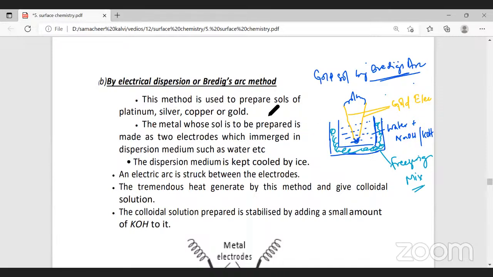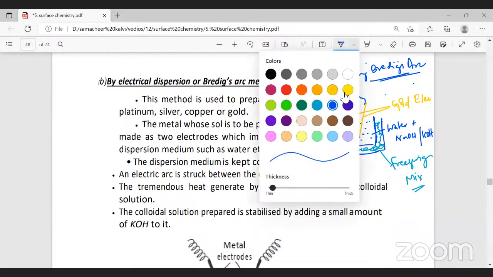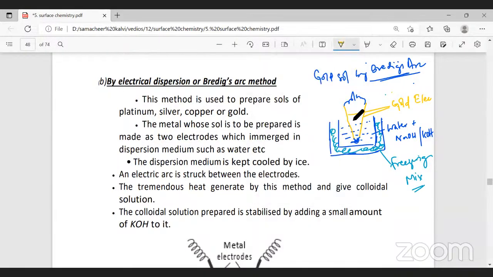During this electric arc, the temperature developed is very high. Some amount of gold will vaporize because the temperature is very high. This gold which vaporizes will condense and settle in the form of gold particles. These gold particles will be of the size 1 to 100 nanometers. Now, these gold particles are distributed in water, therefore this is called a gold sol.